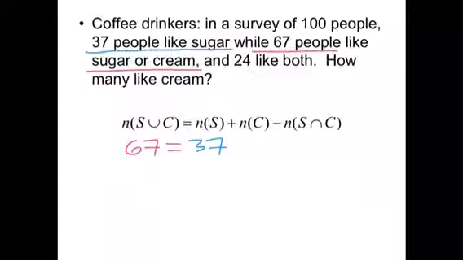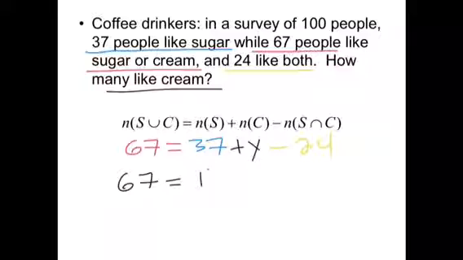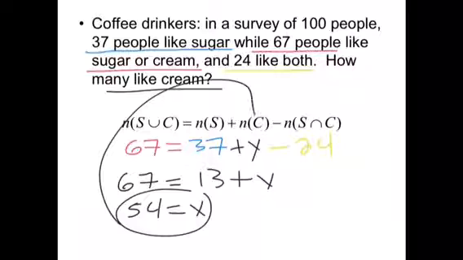And finally, we know that 24 like both, which means they like sugar and cream. So we're going to subtract 24. What we don't know in this instance is the number of people who like cream. So that's our x value. Doing some quick math, we get 67 is equal to 13 plus x. And if you subtract 13 on both sides, then we get 54 is equal to x, which means there are 54 people who like cream.